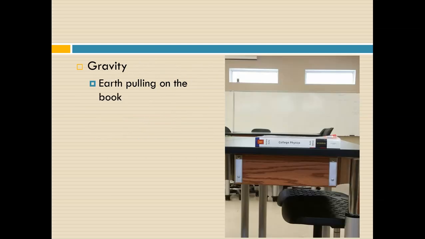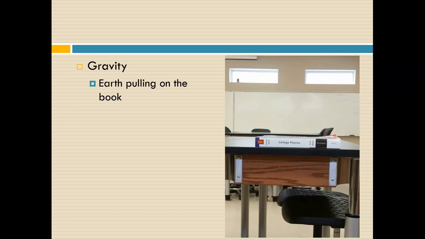As my example, let's look at this. We have our diagram, our table here. What we've got is our college physics textbook sitting on top of a table. What are the forces acting on the book? We know that the Earth is going to interact with the book, just because we're here and we're not floating off into space. We know the Earth is pulling on the book, and the type of force is gravity.